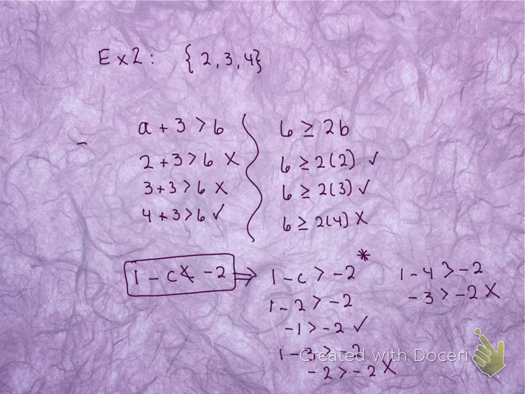So when you have a negation sign, it would be helpful to rewrite the inequality with the opposite. In this case, 1 minus c is not greater than negative 2 can be rewritten as 1 minus c is greater than negative 2. That's what you plug your domain values into, and then it makes it very, very simple. This is the point where if I was in class, I'd look at you guys and say, are you with me so far?